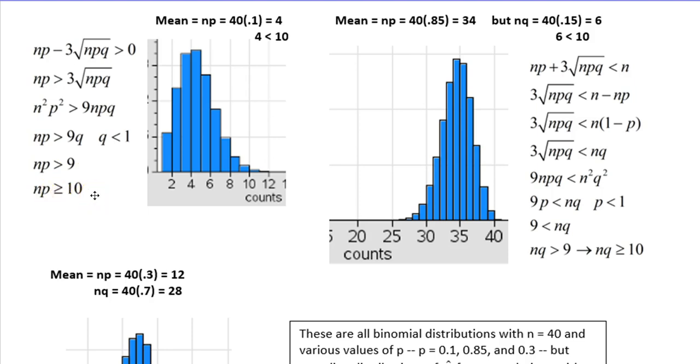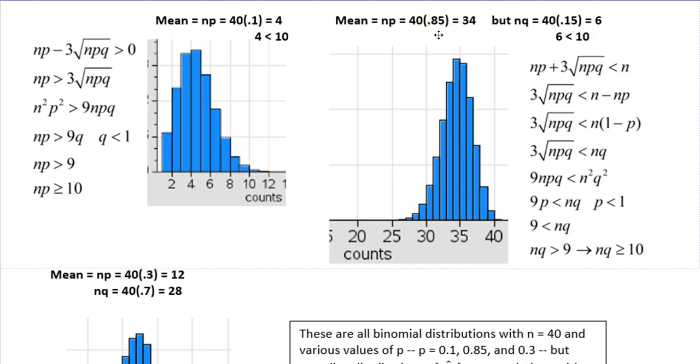Now, if we go the other direction, this would be a problem if we had something that was skewed to the right, because we would be concerned that its left tail was not at 0. So we see here that this is a binomial distribution that has n is 40 and p is 0.1. np is not greater than or equal to 10, it's only 4. So you can see this distribution is not a good fit for a normal model.